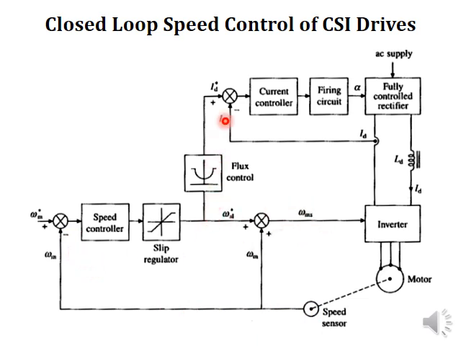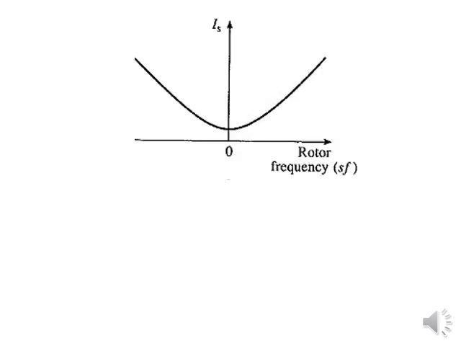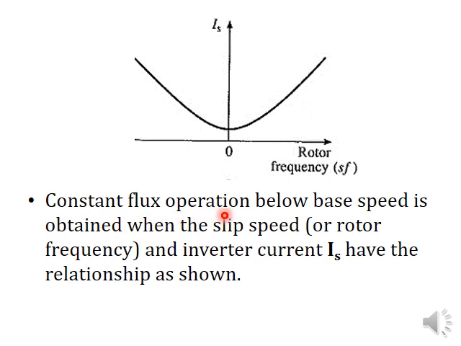Now let's consider this loop. Here we have a flux control loop. Let's see what is the function of this flux control loop. As we discussed in the previous lecture, we have to maintain the flux constant up to base speed. For that purpose, the machine should be operated at rated flux or constant flux. For that, we have to maintain a relation between the stator current and rotor frequency, or simply slip speed. This relation should be maintained below base speed. So constant flux operation below base speed is obtained when the slip speed and the inverter current I_S have the relationship as shown. This was mentioned in the previous lecture.